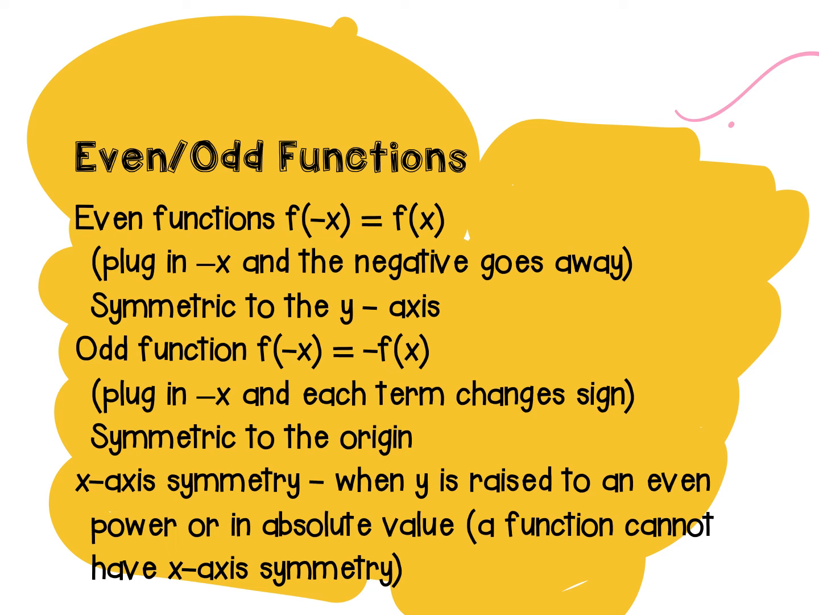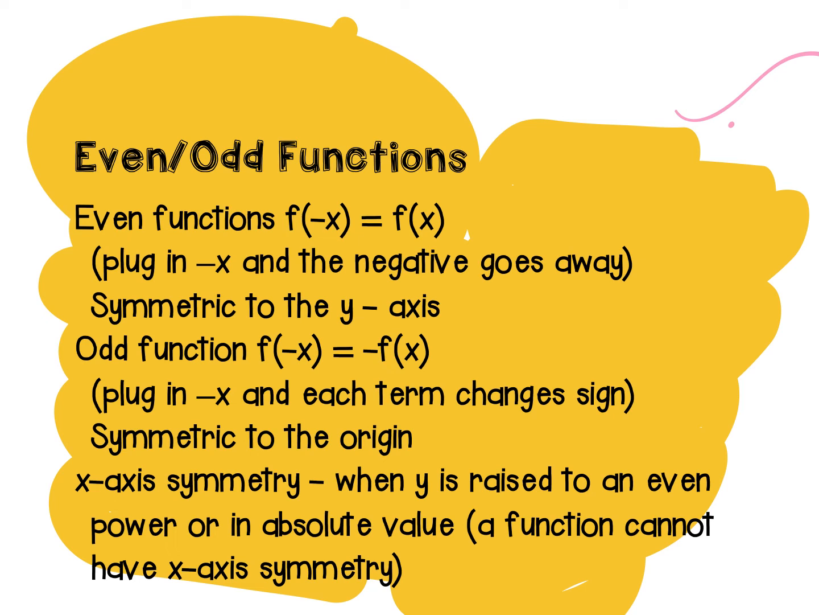When it's an odd function, what will occur when you plug in the -x? What happens is everything in the function goes to opposite signs. So you plug in a -x, and if each term changes signs and goes to its opposite, then you would say it's an odd function and it's symmetric to the origin. If only part of your function changes, then you say it's neither and it has no symmetry.